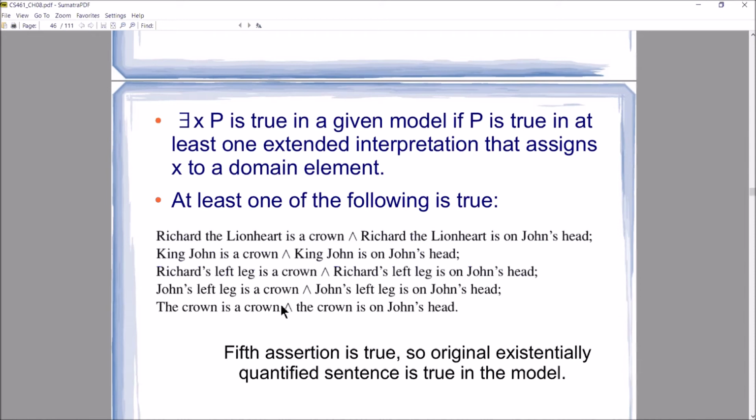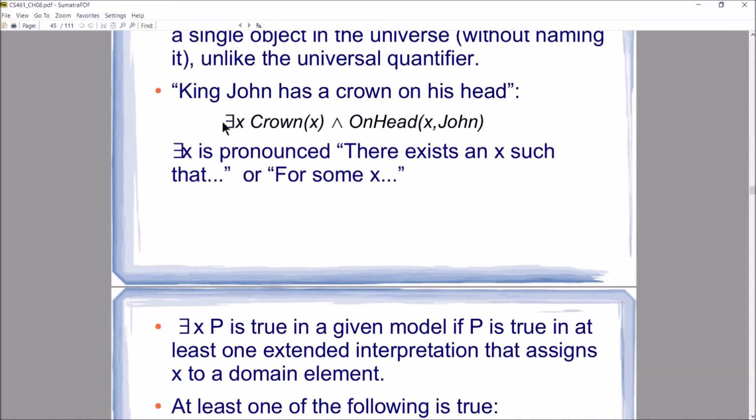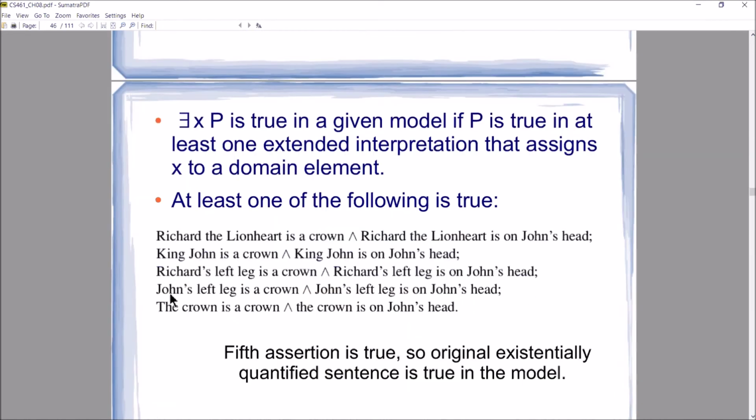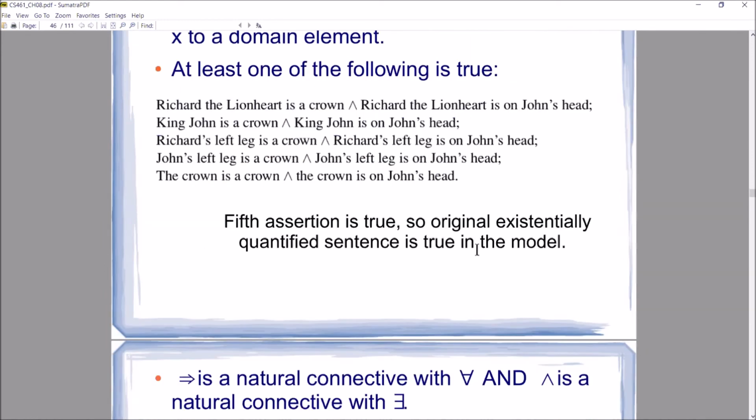Since that fifth assertion is true, that existentially quantified sentence is true in the model. There exists a crown and it's on John's head. So fill in for X every one of those objects; at least one of them is true, so that sentence is true in that model.